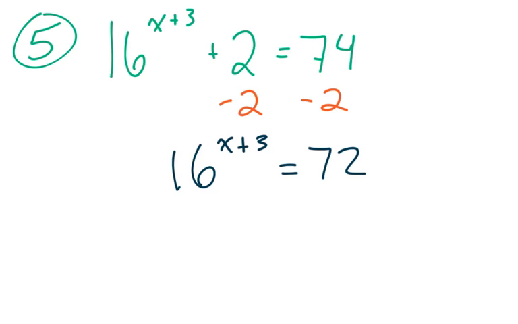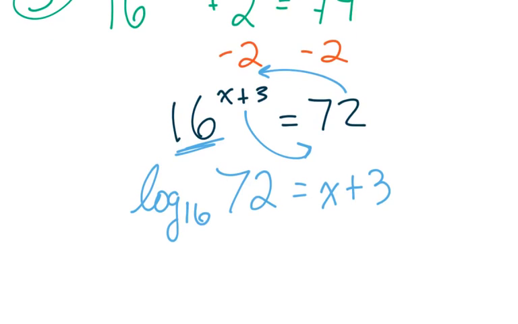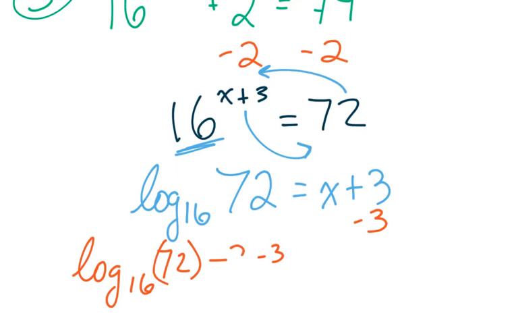So if we want to convert this to a log, we start with thinking the base is 16. So I'll say log with the base of 16, and then everything else is going to switch sides. So we're taking the log of 72, and that's now equal to the x plus 3. Because when you do a log, you are finding an exponent. So we're trying to isolate that exponent by converting it to a log. So now we would just subtract 3, but keep in mind that 72 is in the log, and then you're subtracting the 3.